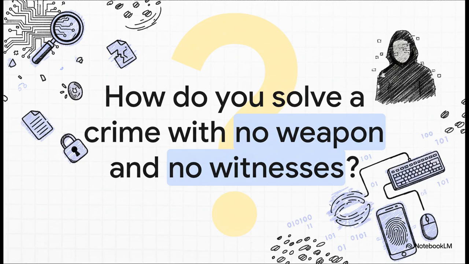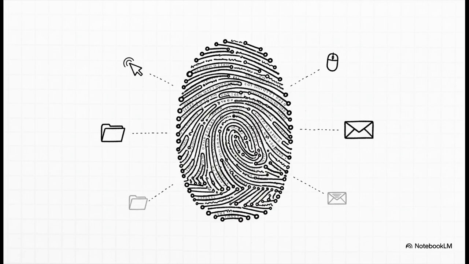So let me ask you something. A crime has been committed, but the scene is spotless. There's no physical evidence. Nobody saw a thing. How do you even begin to figure out who did it? Well, you turn to the computer. You see, in the digital world, every single action leaves a trace. It's like a digital fingerprint, just sitting there waiting for someone to find it.